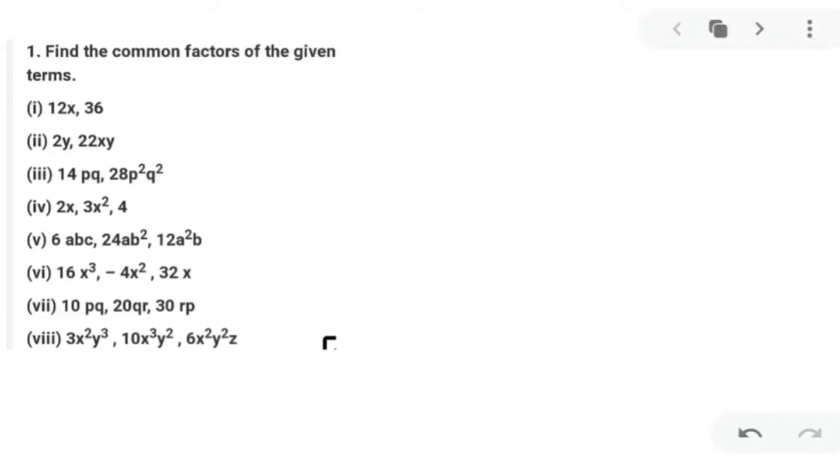Good morning, dear kids. We are starting with new chapter 14, exercise 14.1. In that we have question number 1, finding common factors. Let's start. Question number 1. We have 12x and 36. And we have to find common factors.